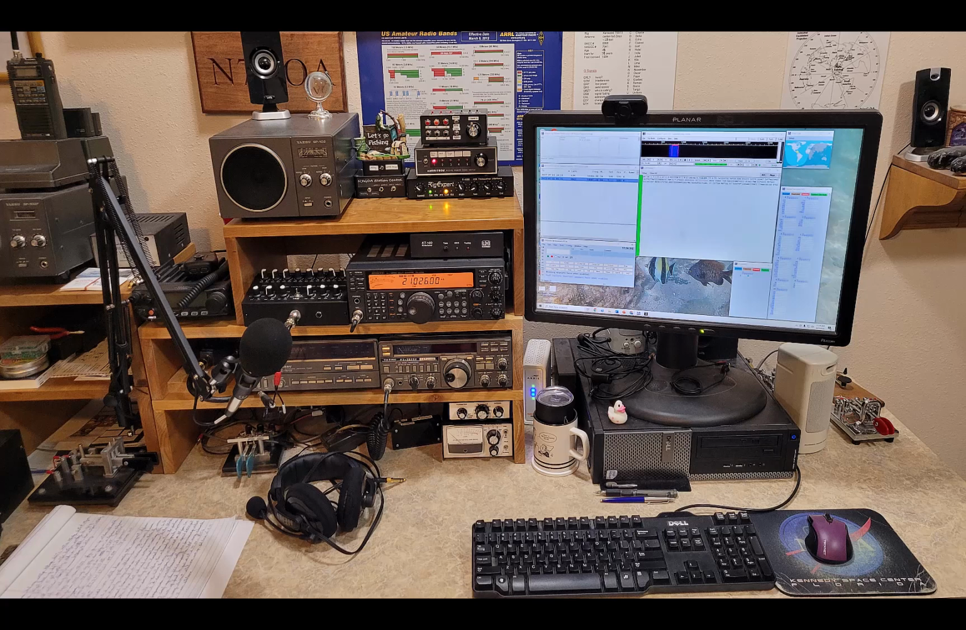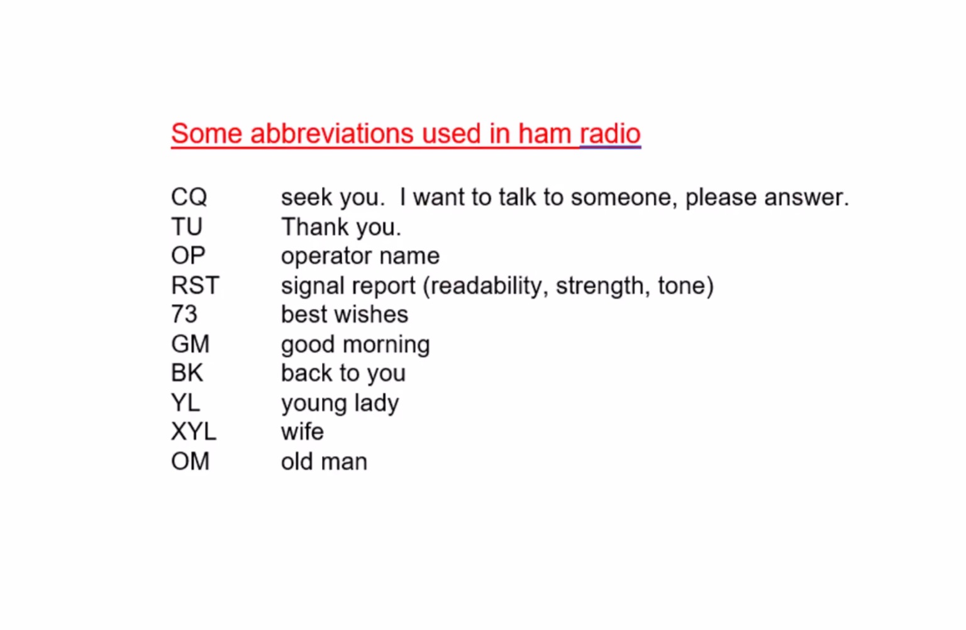So back in the early days of ham radio, when most of the communication was done with Morse code, it took time. So anything you could do to speed that up, the hams came up with a lot of abbreviations. Some of these abbreviations are very commonly used in people texting or sending quick messages today, and some are very unique to hams. For example, the letters CQ just mean "seek you." I want to talk to someone. Somebody answer me, please. So you're looking to make a contact on the radio.